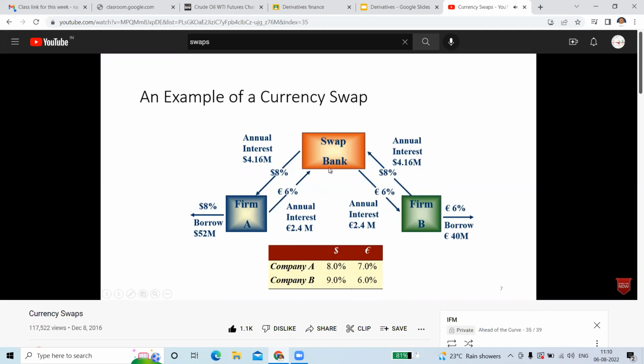All right. What are the annual cash flows? Well, 8% of this 52 million for firm B is 4.16 million. Firm A is paying 6% on the 40 million euros, so it's paying 2.4 million euros. In this example, the swap bank isn't making any money. All right, we certainly could have modified this so that the swap bank gets a cut, which certainly they would.